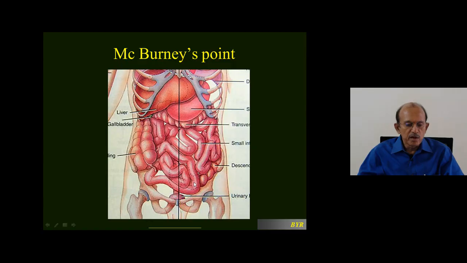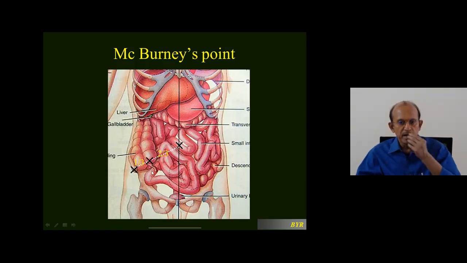So what is this McBurney's point? McBurney's point is situated like this. You take a point on the anterior superior iliac spine and a point at the umbilicus. You draw a line between the anterior superior iliac spine and umbilicus. This line is called the spino-umbilical line. At the junction of the lateral 1/3 to medial 2/3, the base of the appendix rises. So this is the place where the base of the appendix always stays.